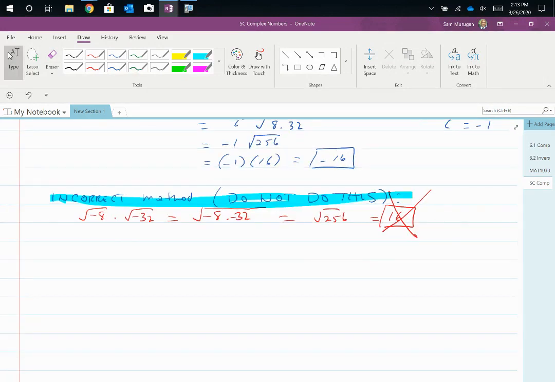All right, more examples. So 10i times -7i, this is multiplying across. This is 10 times -7 is -70. i times i is i squared. So this is -70 times -1, i squared is equal to -1, which is positive 70.